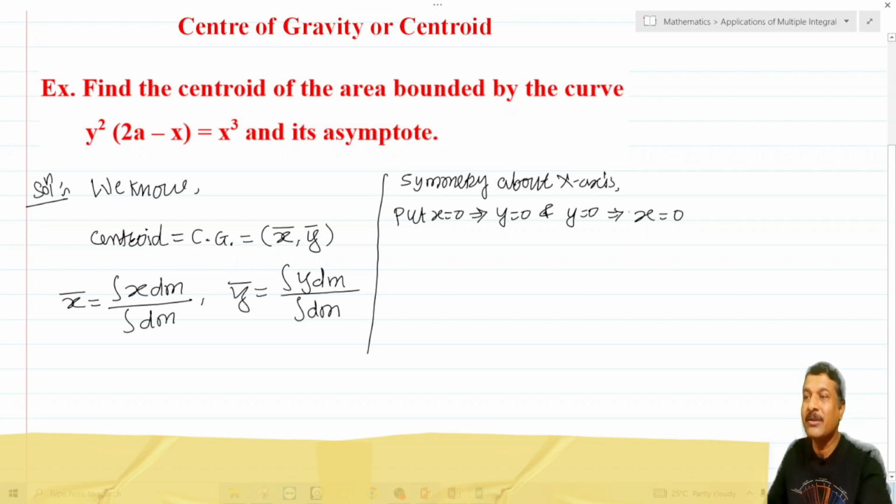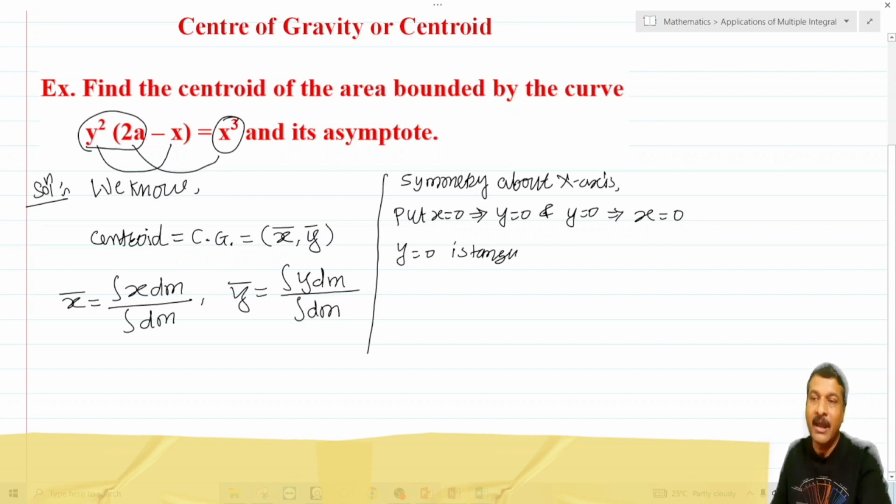Now, the tangent at the origin: take the lowest degree term. If we multiply here, this into this is degree 2, this into this is degree 3, and x cube is there, degree 3. So y equal to 0 is the tangent at the origin. Note that this is an application. Before that, you should know how to trace the curve, how to use beta gamma functions, how to find area, volume, double integration and triple integration, and also the rectification of curves. So y equal to 0 is a tangent at the origin.